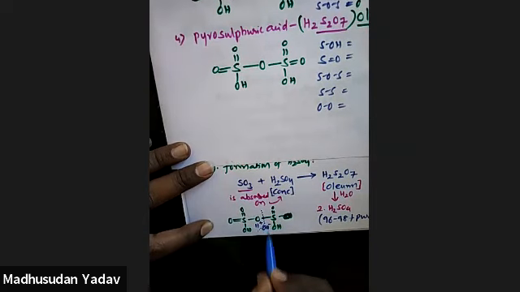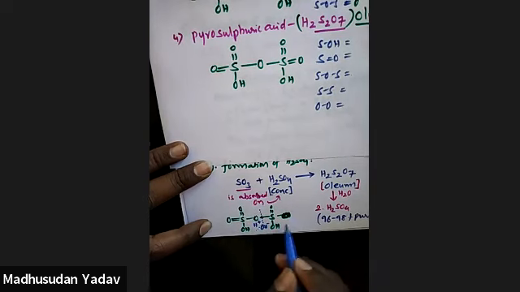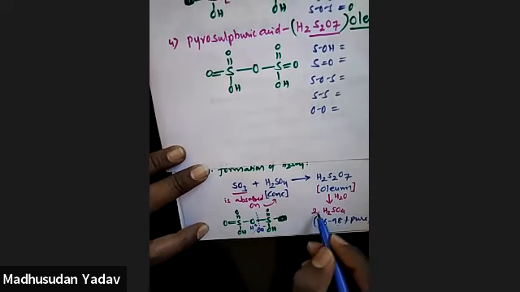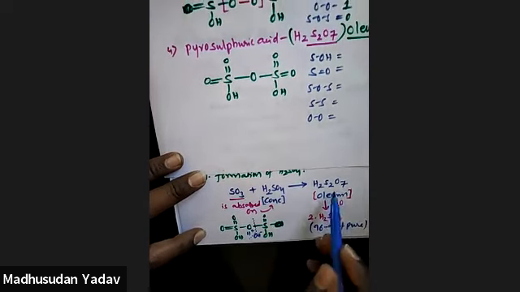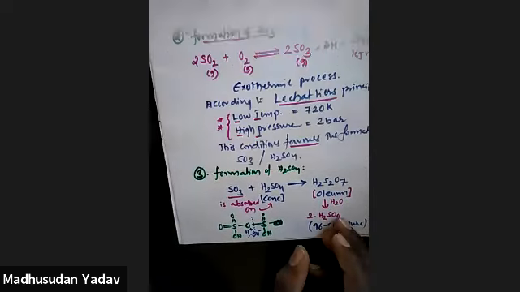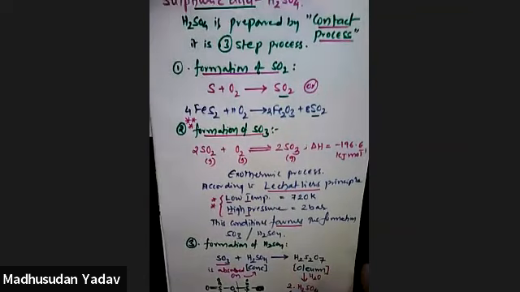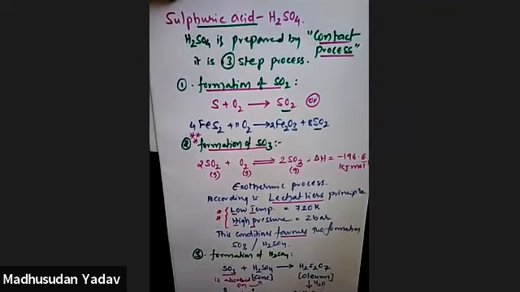So what is the overall formula? 2 hydrogens, 4 oxygens, 1 sulfur. So H2SO4. This side also 2 hydrogens, 4 oxygens, 1 sulfur. 2 moles. So 2 moles of sulfuric acid you are going to get on hydrolysis of oleum. Okay, guys. So this is your sulfuric acid contact process. Look at the whole.